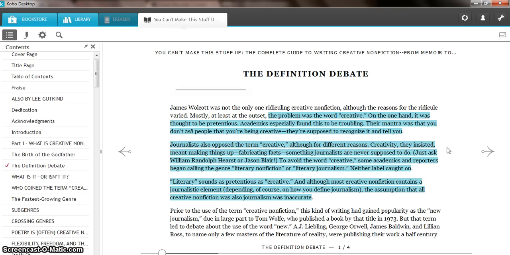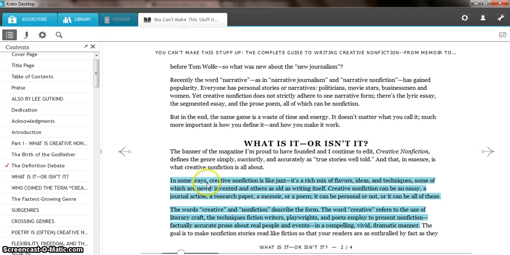Literary sounds as pretentious as creative, and although most creative nonfiction contains journalistic elements, depending of course on how you define journalism, the assumption that all creative nonfiction was also journalism was inaccurate, and nobody wants that. Let's go to what is it or isn't it?